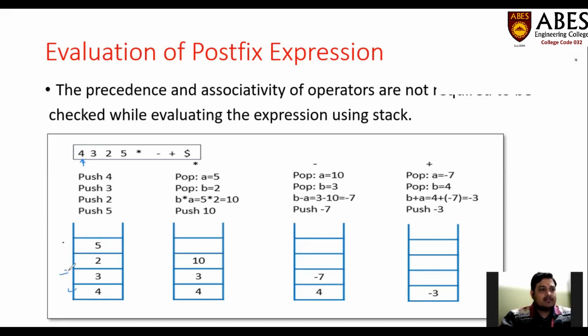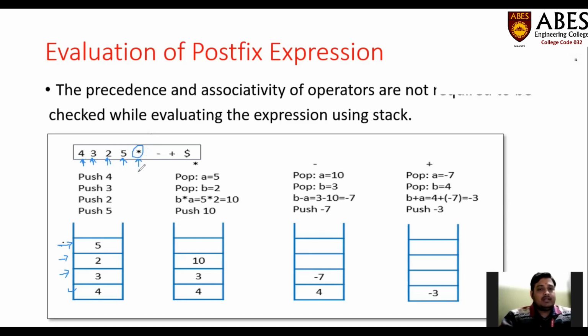After that, we'll move to the next token. Here we observe 3. Again, this is an operand, so we'll push this 3 onto the stack. Move forward. Again, we observe 2, and push it onto the stack. Next, we have observed 5 in the expression. Again, this is an operand, so push it onto the stack. Now, at this point, you can see we have observed the asterisk symbol, that is an operator.